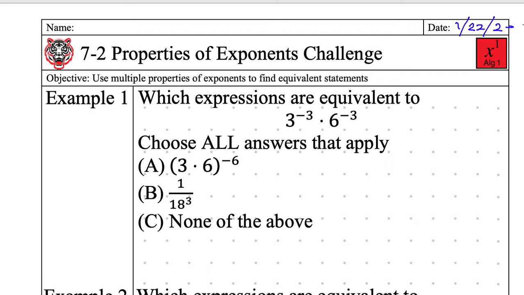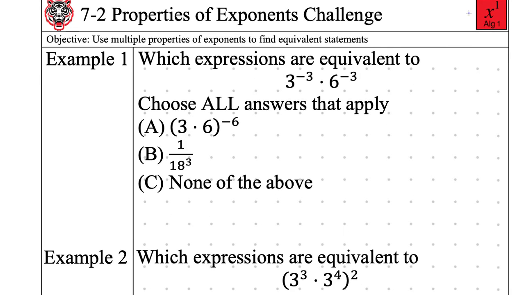Who wants to read our objective? Looks like Emma had it first. Use multiple properties of exponents to find equivalent statements. Yes, thank you. As a review of what a statement is, it's something that doesn't have an equal sign. So notice that in example 1 and 2, there's no equal sign, which means it's just some fact, some math number. And you're going to be using multiple properties from yesterday.